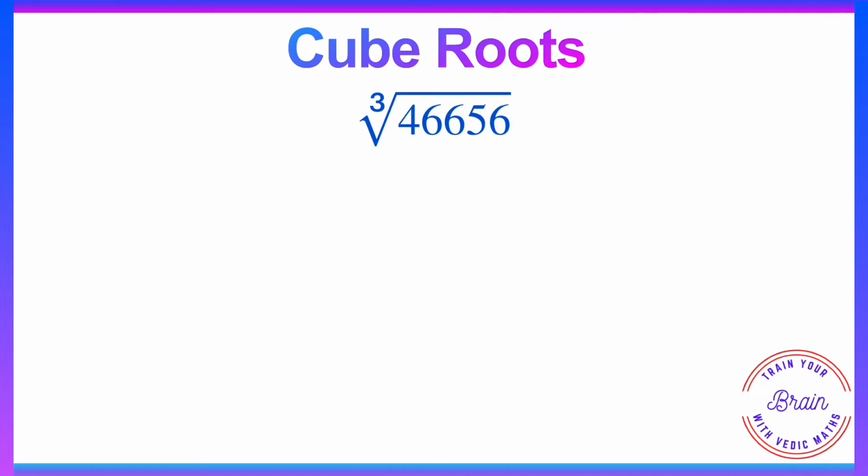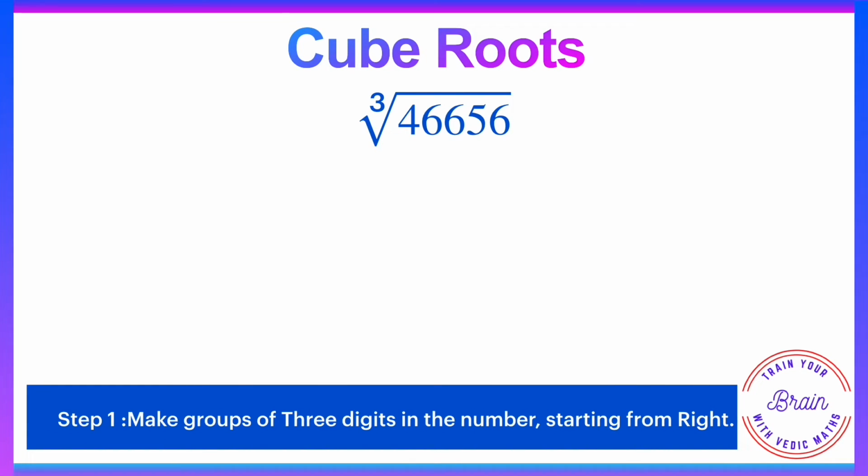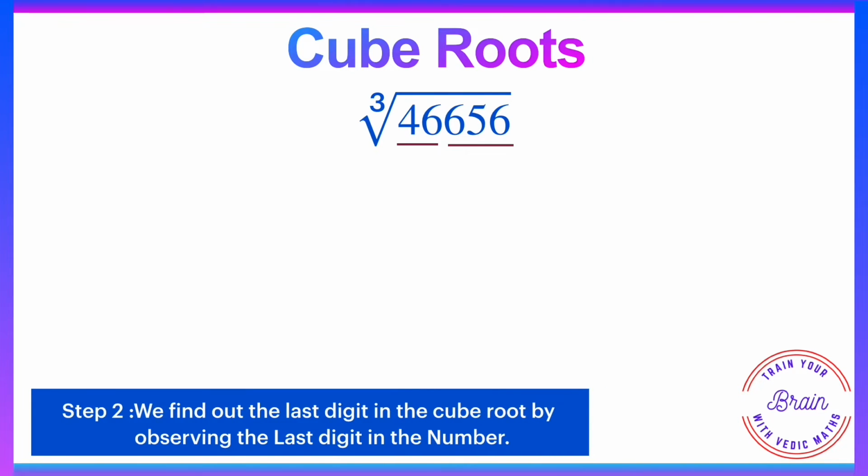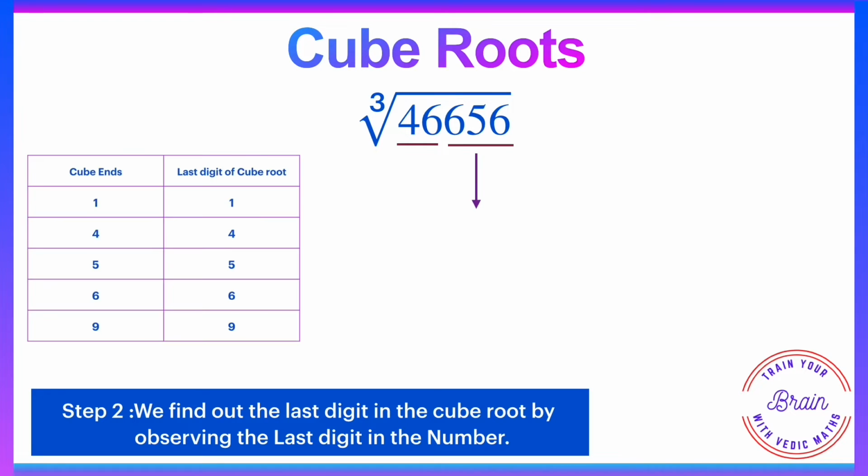Let's take another example. Suppose we have to find out cube root of 46656. 46656 is 5 digit number. So its cube root has 2 digits. We have 3 steps to find cube root. In the first step, we make groups of 3 digits in the number starting from right. In the second step, we find out the last digit in the cube root by observing the last digit in the number. Here, last digit is 6.